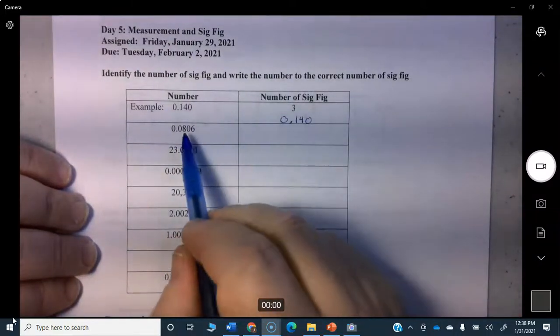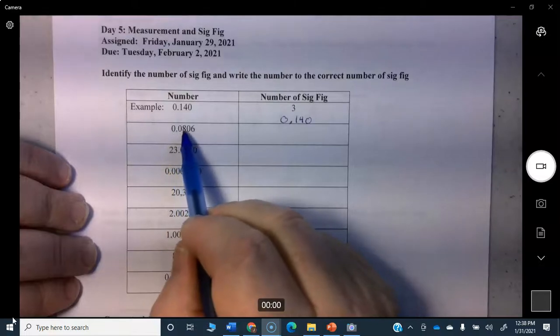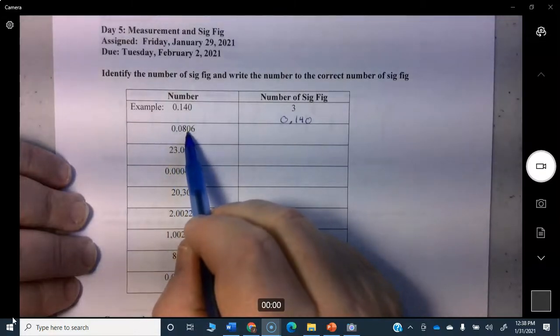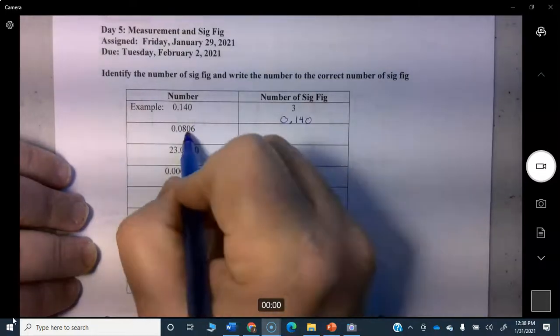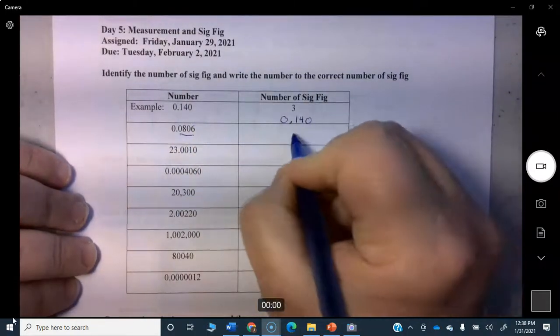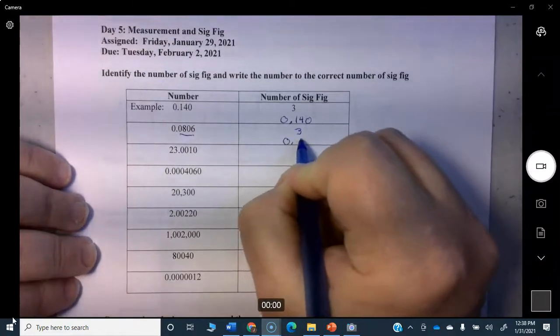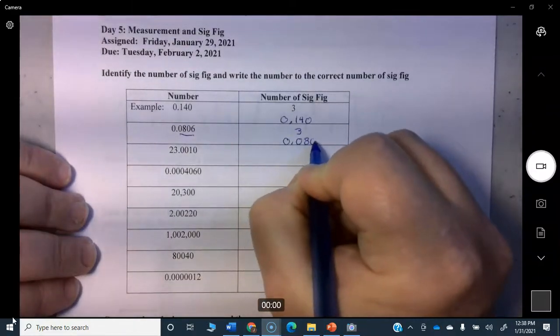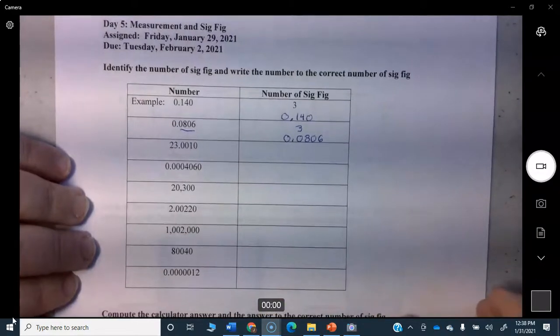All right, let's move on to this one. Okay, this one has leading zeros, which are never significant, so 8, a middle zero in between 2 non-zeros is significant, and 6. So these 3 are significant right here. And so that's going to be 3. And the answer is going to be 0.0806. That would be the correct number of significant figures and the number.